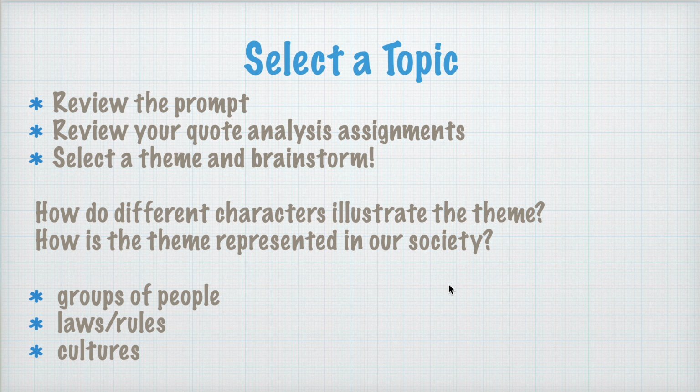So also you want to make sure that you revisit your earlier quote analysis assignments. So think about what themes stood out to you, what made you think. So ask yourself, how do different characters in Frankenstein illustrate your theme? How is this theme still represented in our world today, whether it's through laws, cultural norms, or systemic issues?